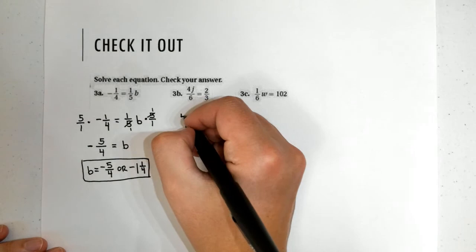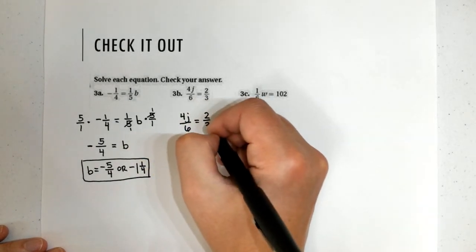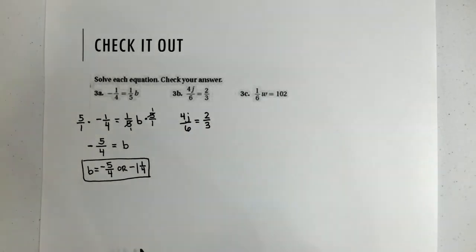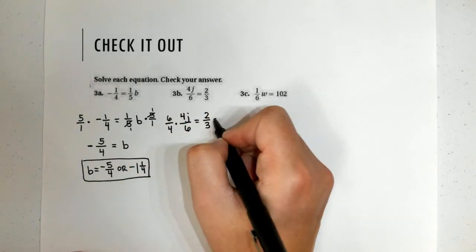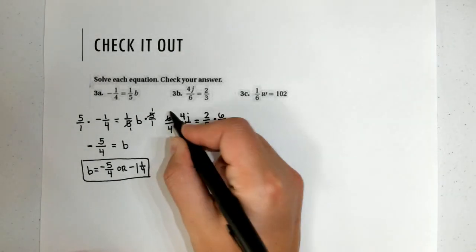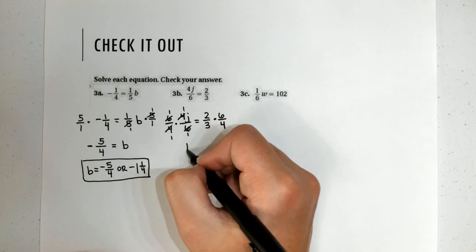For B, we have 4J over 6 equals 2/3. J is on this left-hand side, so I have to multiply by the reciprocal of 4/6, which is going to be 6 over 4. And I multiply both sides by 6 over 4. 6 and 6 become 1. 4 and 4 become 1, so I'm left with J.